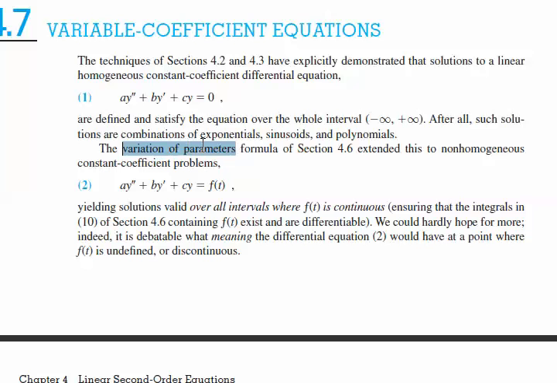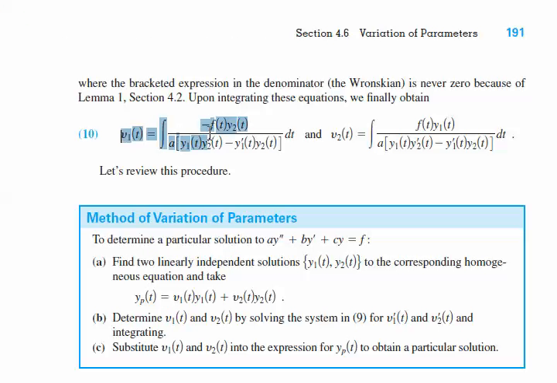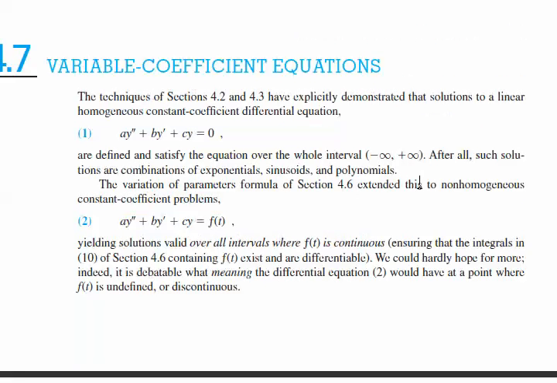With variation of parameters in section 4.6, we extended this to non-homogeneous constant coefficient problems, yielding solutions valid over all intervals where f of t is continuous, ensuring that these integrals were continuous. As long as these integrals were continuous, we found a particular solution to the non-homogeneous constant coefficient problem. We could hardly hope for more.